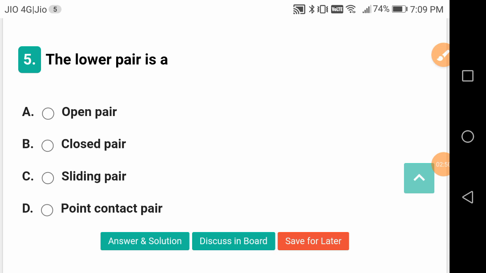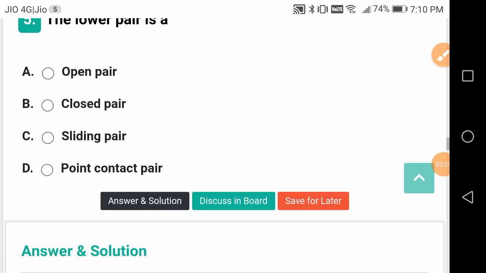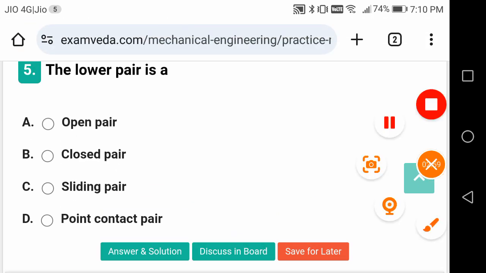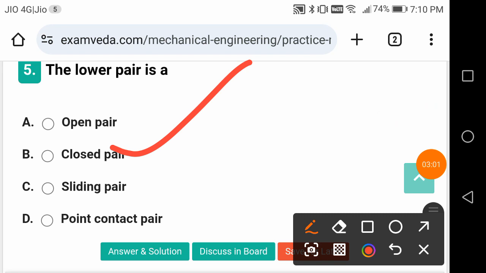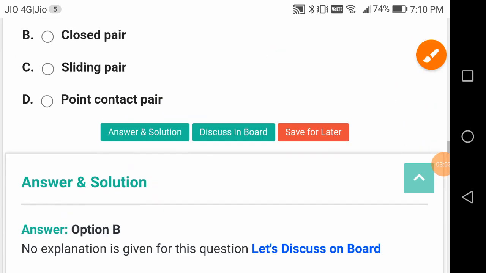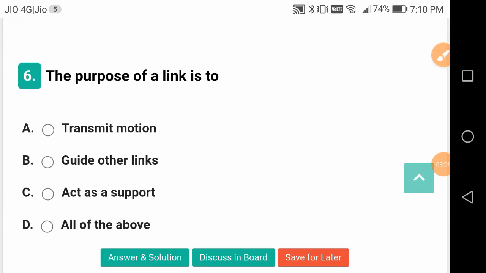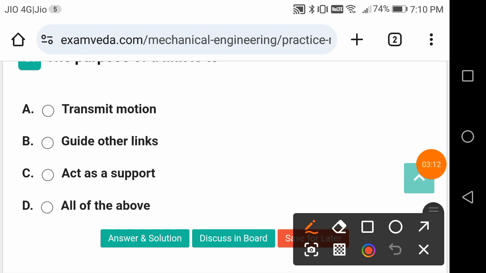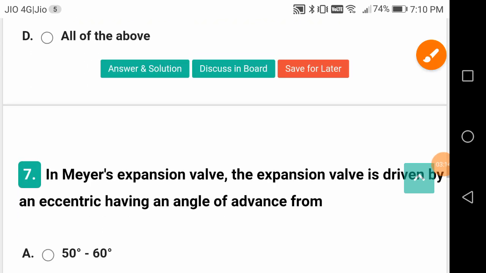The lower pair is a closed pair. The purpose of a link is to do all of them: transmit motion, guide the links, act as a support, and everything.